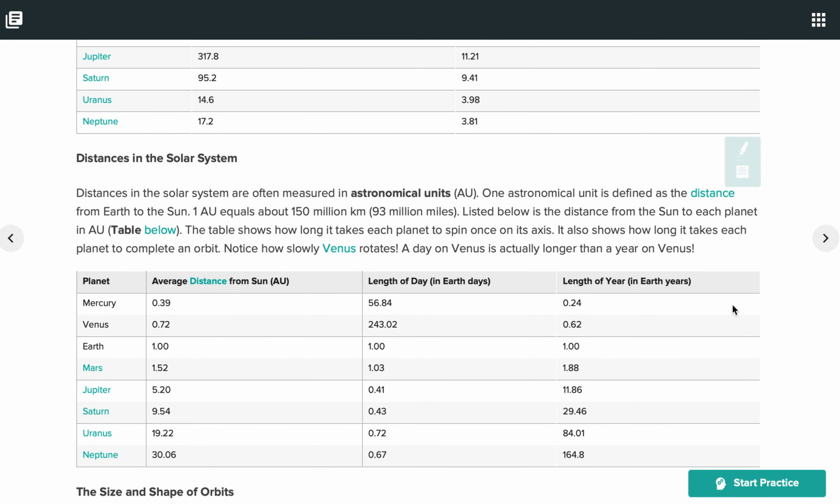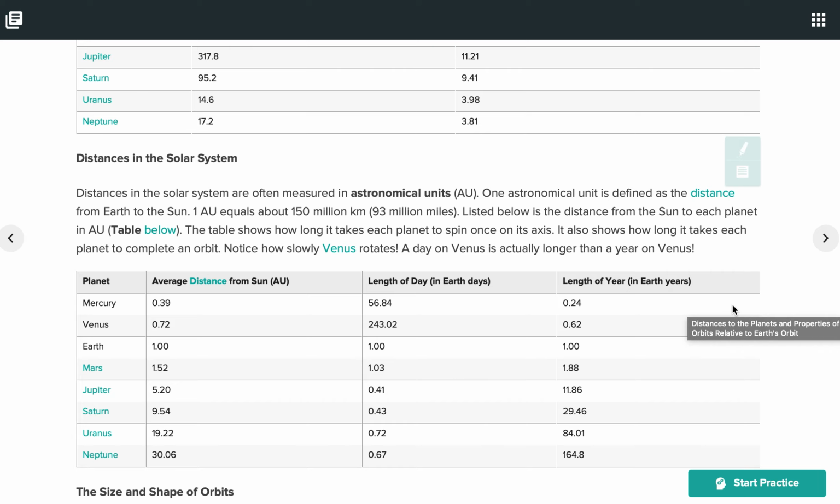Distances in the solar system. Distances in the solar system are often measured in astronomical units, known as AU. One astronomical unit is defined as the distance from the Earth to the Sun. One AU equals about 150 million kilometers, that's 93 million miles. Listed below is the distance from the Sun to each planet in AU.